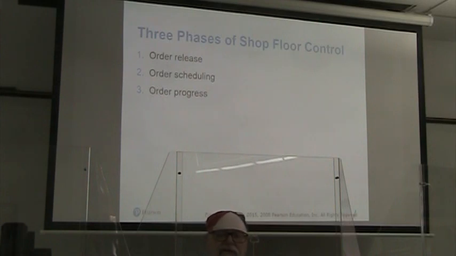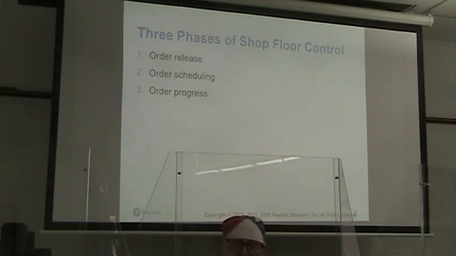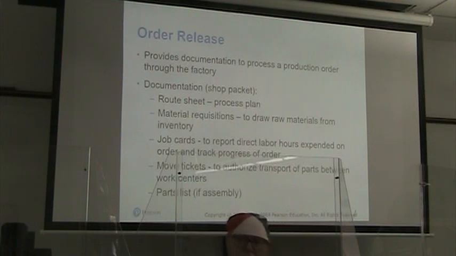So our three phases of shop floor control are the order release, the order scheduling, and the order progress. Our order release gives us the documentation so that we process a production order through the factory.